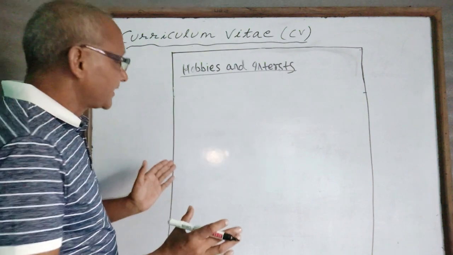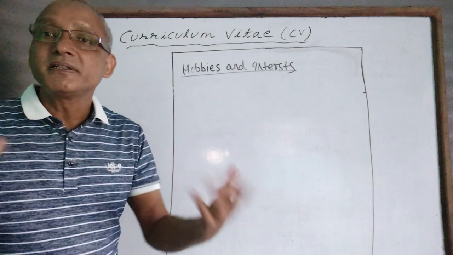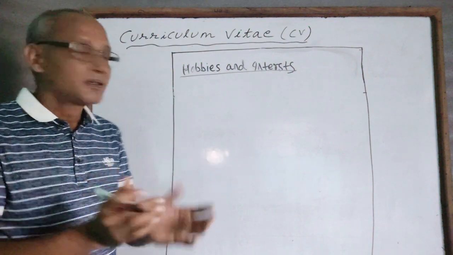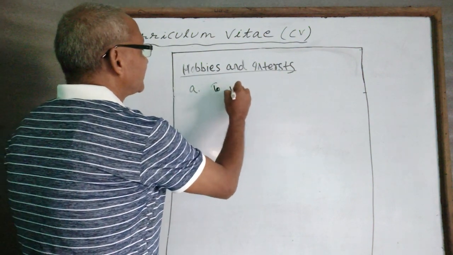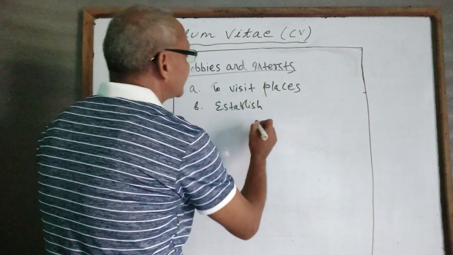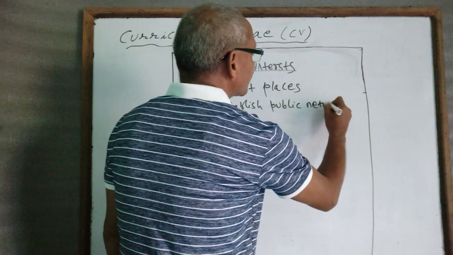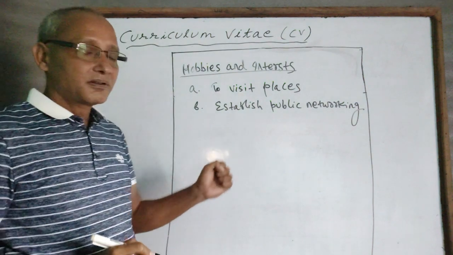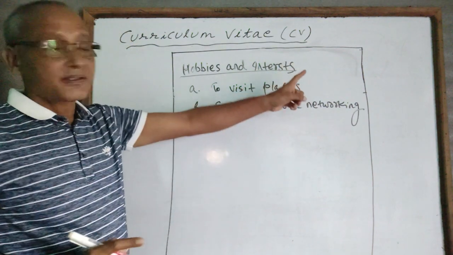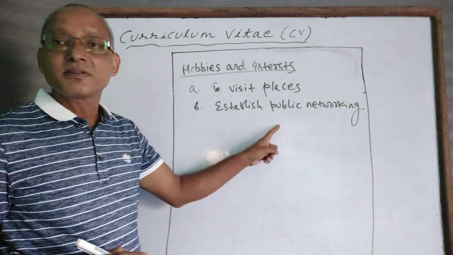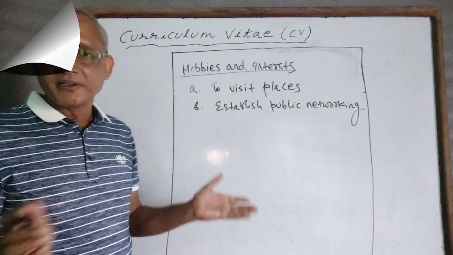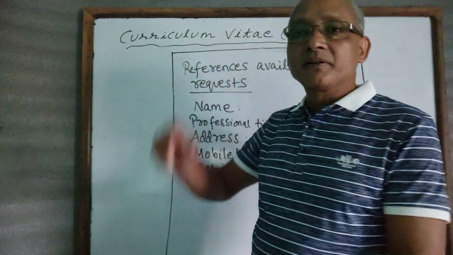And in hobbies and interests, you could include anything. For example, if you are applying for a marketing representative, what kind of character or nature should a marketing representative have? Probably number 1, to visit places. Establish networking. Establish public networking services. Now these 2 points could be very positively taken by the recruiter. But if you write here, as a sales representative, I'm a good footballer, that doesn't make sense. So please be careful on this. If you think that it's going to help, add this. If not, no need.